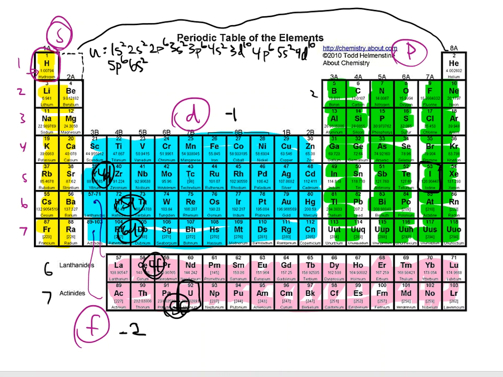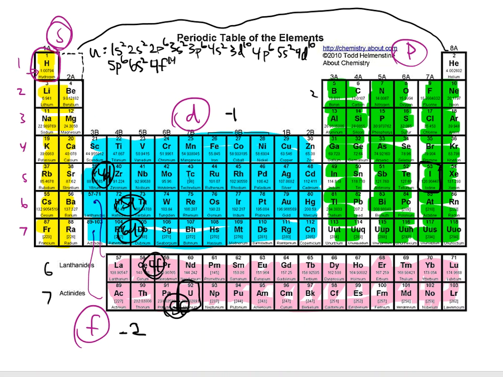Well, F's fall 2 behind, not 1 behind. So normally, this is in the 6th row, and it's not a 6F. It falls 2 behind, which makes it a 4F. And then you count across. We need to get to uranium, so we need to go to the next row below. So we need to include everything here. So if I count them, 1, 2, 3, 4, 5, 6, 7, 8, 9, 10, 11, 12, 13, 14.